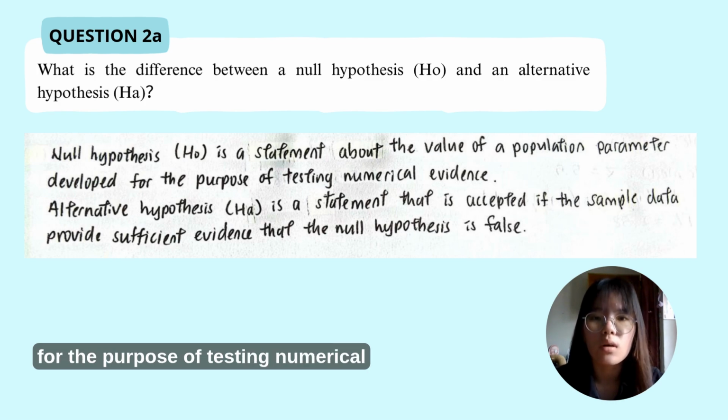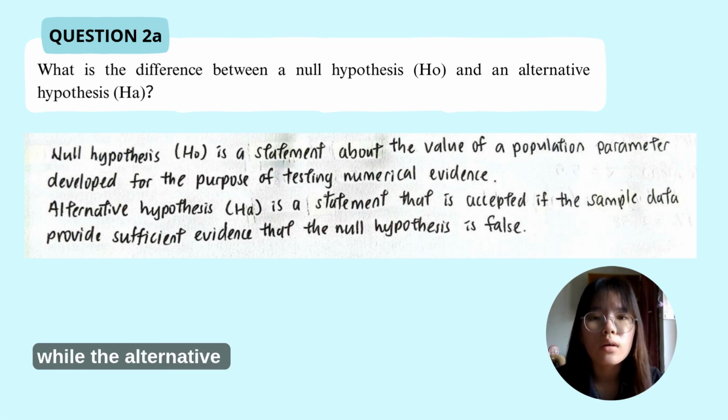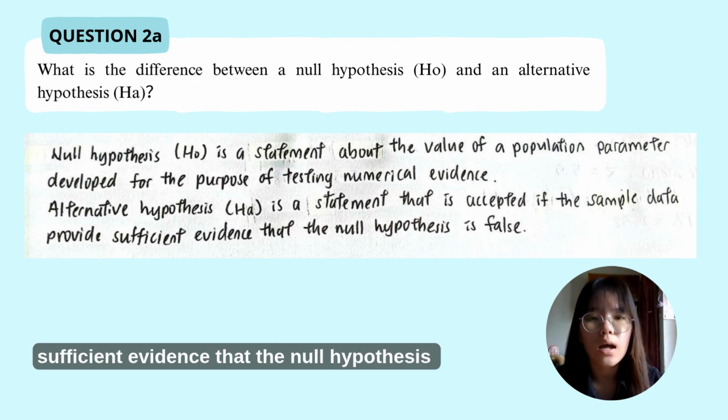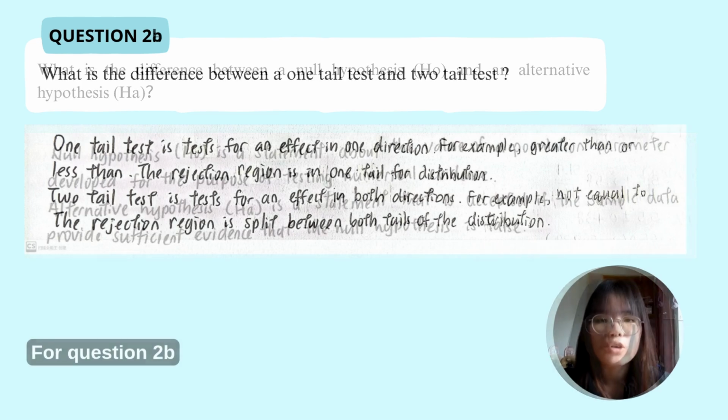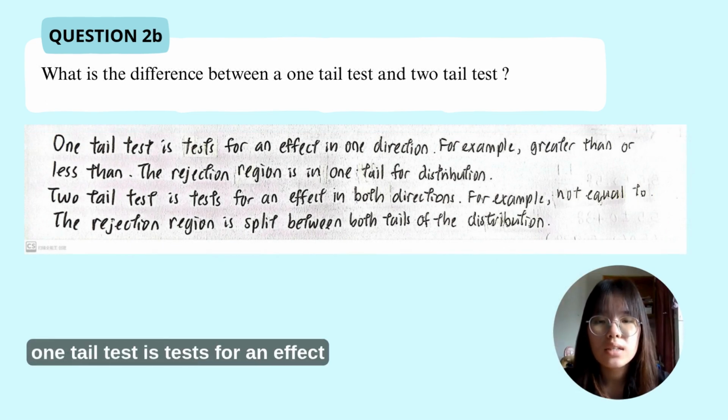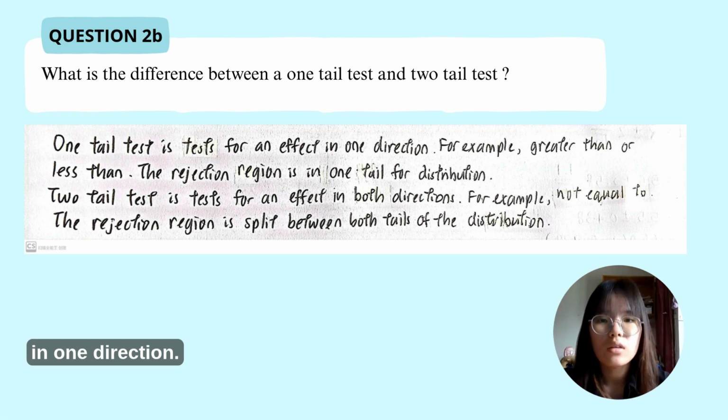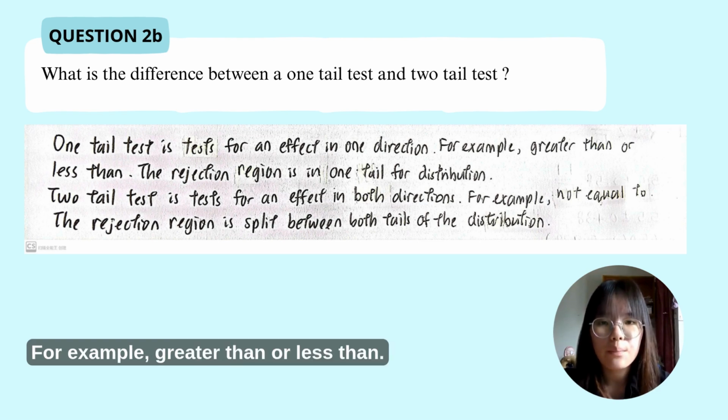For question 2a, the null hypothesis, which is H0, is a statement about the value of a population parameter developed for the purpose of testing numerical evidence. Well, the alternative hypothesis is a statement that is accepted if the sample data provide sufficient evidence that the null hypothesis is false.